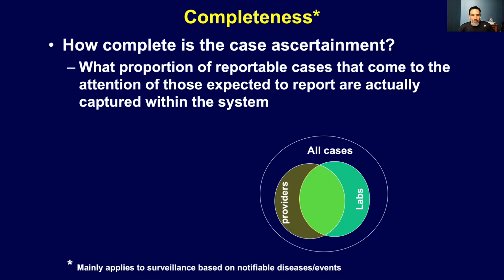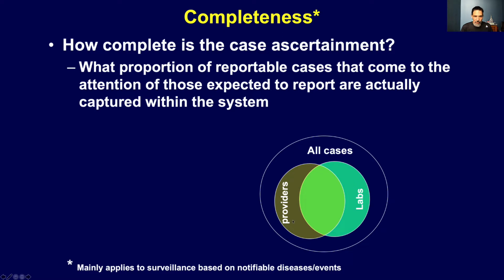So we talked about sensitivity, and it does relate to completeness. This attribute of completeness. So how complete is the case ascertainment? What proportion of reportable cases that come to the attention of those that are expected to report it are actually captured within the system? So I just sort of represent this schematically. If the large circle is all the cases that are occurring out in the population that are under surveillance or intended to be captured by the surveillance system, what proportion are actually reported.